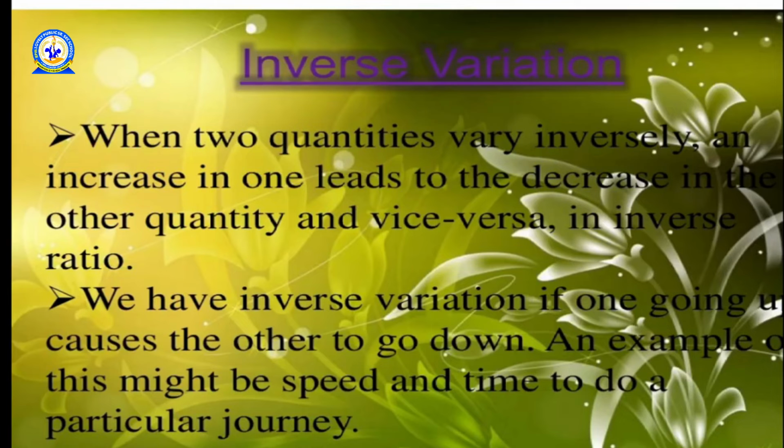When two quantities vary inversely, an increase in one leads to a decrease in the other quantity and vice versa, in inverse ratio. We have inverse variation if one going up causes the other to go down. An example might be speed and time to do a particular journey. For example, if the number of workers increases, time taken to finish the job decreases. If the speed increases, the time required to cover a given distance will decrease.